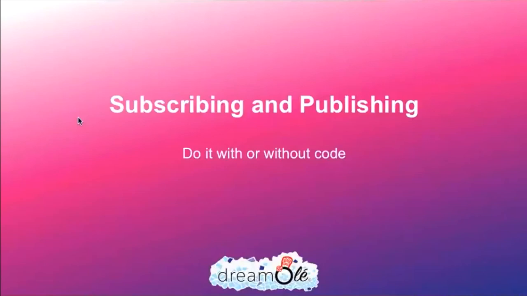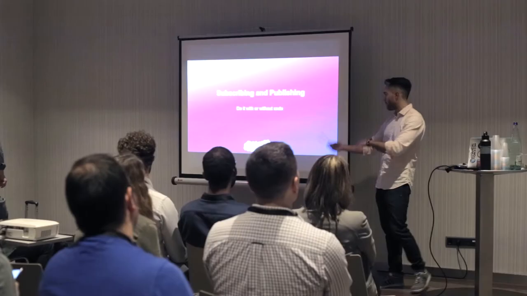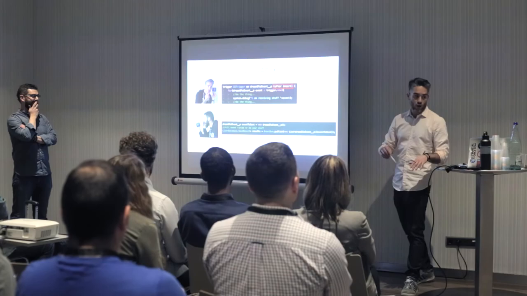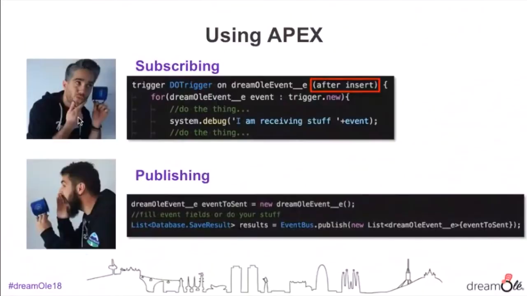Okay, so subscribing and publishing with code and also from inside Salesforce. Let's start with subscribing from inside Salesforce using code, so using Apex. Well, for subscribing, what you need to do is create a trigger. You can see in there, the trigger will be of the type of the event, and it will be an after insert trigger. If you use before update or any other thing, it won't work. Then you can just do whatever you want with the information you are getting in the event, alright? And for publishing, what you need to do is instantiate an object of the event type and fill the fields with your information, and with this single line of code, you will be publishing the event.